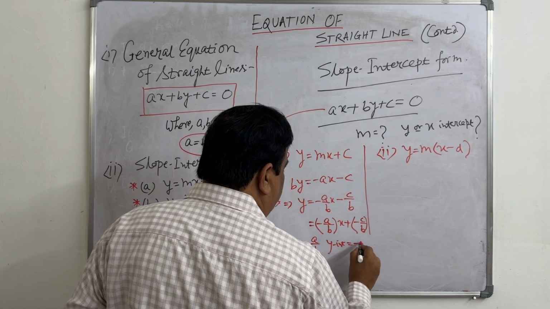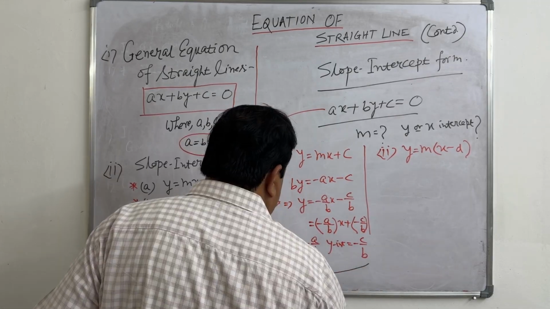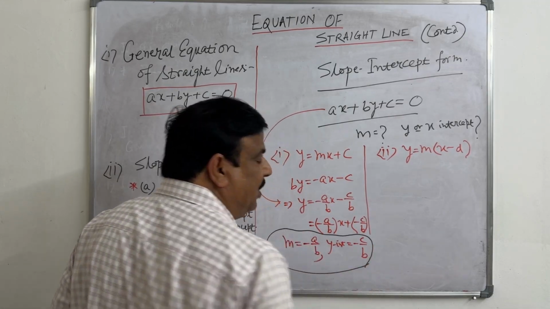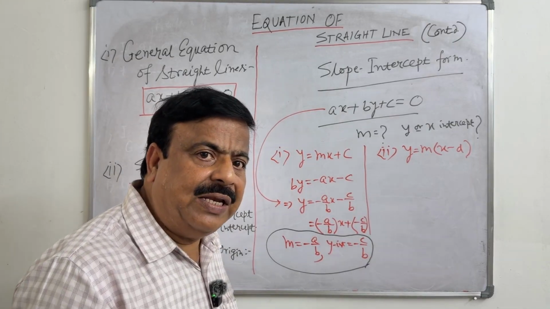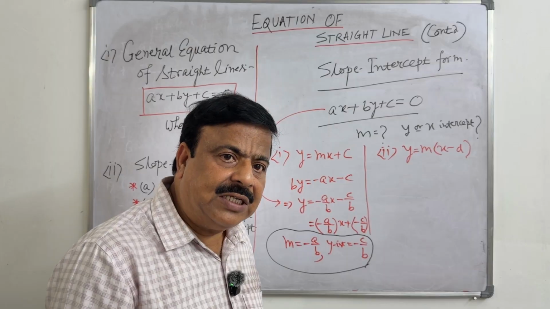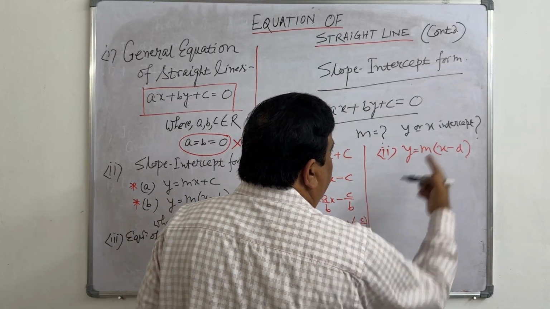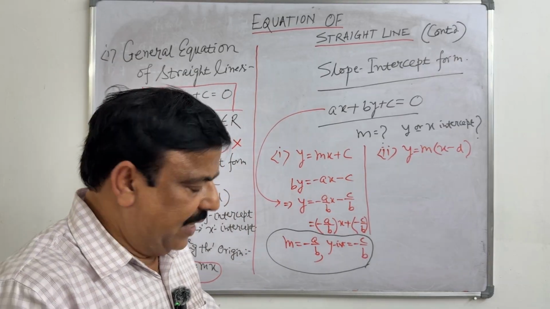That is equal to minus c by b. Okay, I think this concept is clear. If the equation of a line is given, how to find out the slope and y-intercept of the line. Now we have to find the x-intercept of the line.